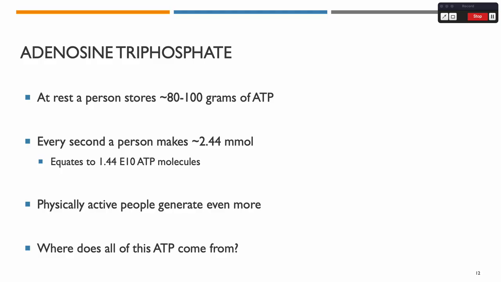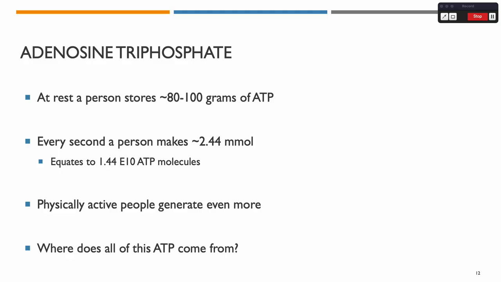So with that being said, we store very, very little of it. Every second, a person is making about 2.5 moles worth of ATP. On a molecule scale, that equates to 1.44 times 10 to the 10th power, so a whole lot of ATP molecules are produced every single second. When we're physically active, we need a lot more energy, right? Our muscles are moving, we're using more ATP, so we have to produce more ATP. That number can skyrocket once we start exercising, especially at higher intensities.